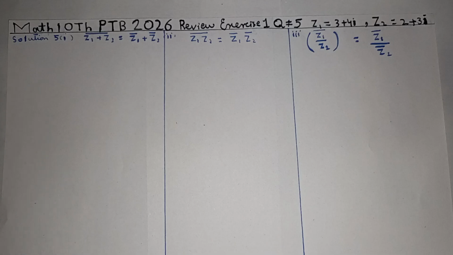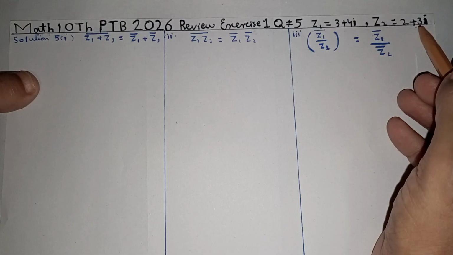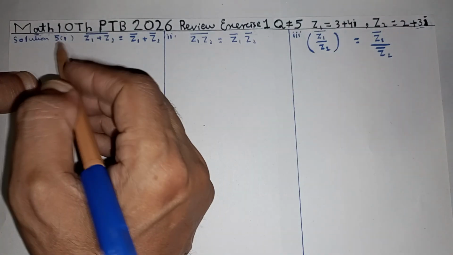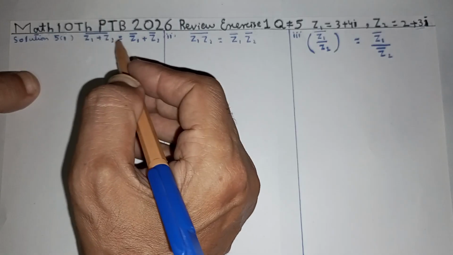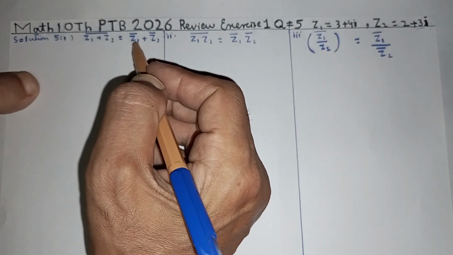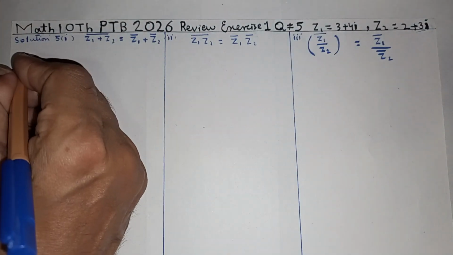Review exercise number 1, question number 5. If z1 is equal to 3 plus 4 iota, z2 is equal to 2 plus 3 iota, then prove that. First part, z1 plus z2 all conjugate is equal to z1 conjugate plus z2 conjugate. So let us start from z1 plus z2.